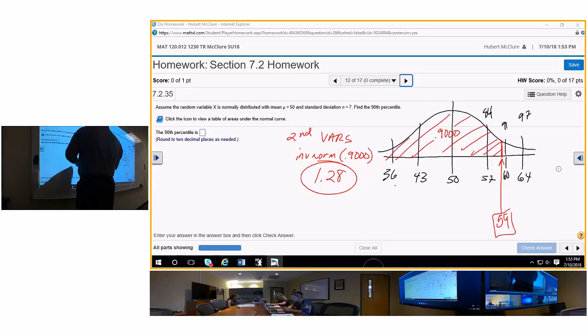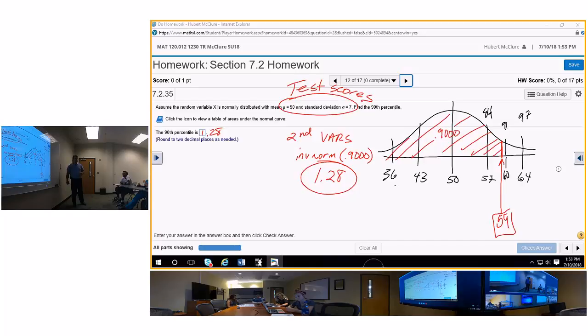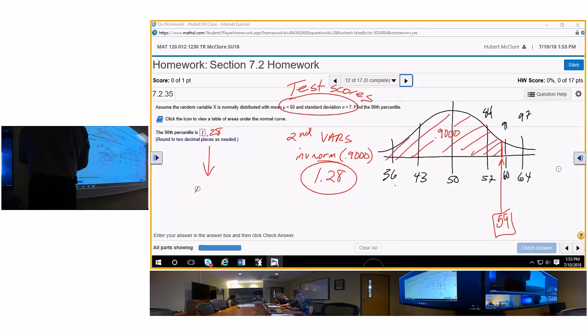Okay, so you put 1.28 in here, right? No. Because what did they start with? They started with test scores. So what are you going to end with? You're going to end with a test score. So now you've got to change that Z score into a test score. How do you do that? Well, you're given Z. You've got the mean. You've got to use z times sigma plus mu. So I've got to change 1.28 into a test score. So X, my test score, is going to be equal to 7 times 1.28 plus 50.